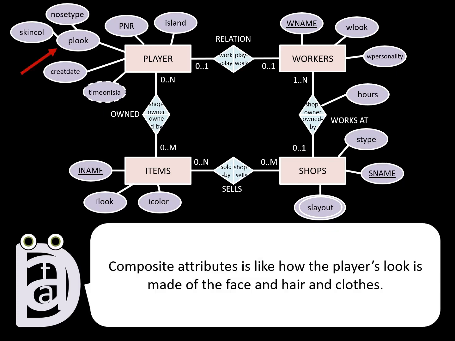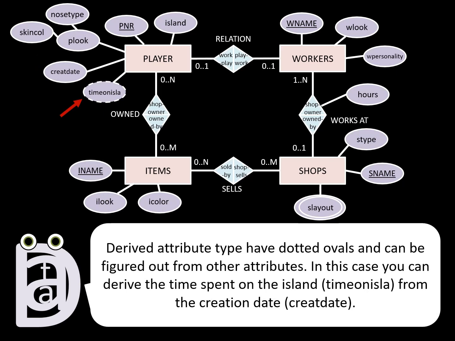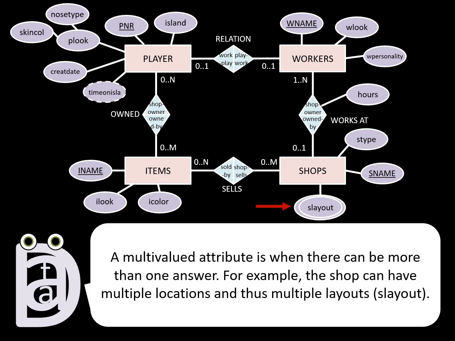Composite attributes is like how the player's look is made of the face and hair and clothes. Derived attribute type have dotted ovals and can be figured out from the other attributes. In this case, you can derive the time spent on the island, time on Isla, from the creation date, create date. A multi-value attribute is when there can be more than one answer. For example, the shop can have multiple locations and thus multiple layouts, S layout.